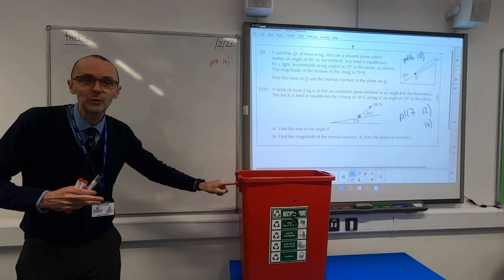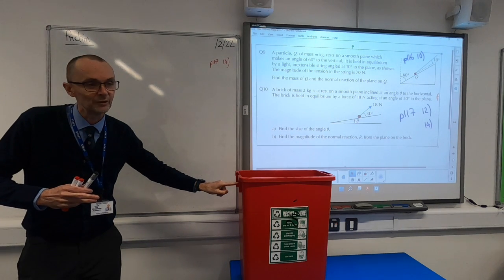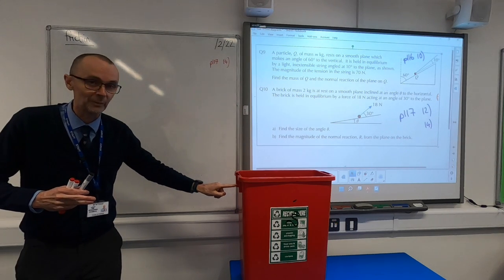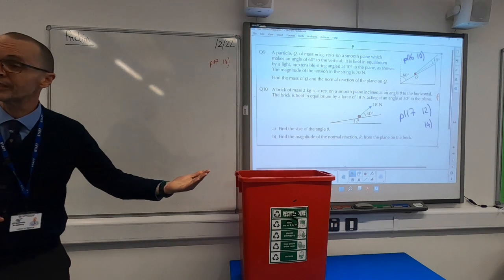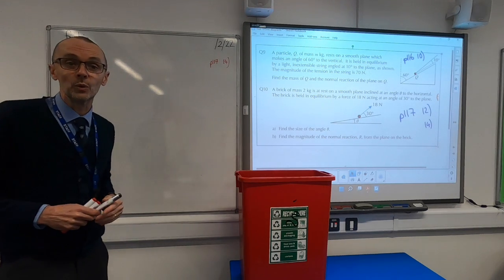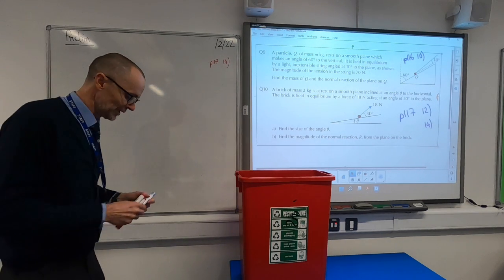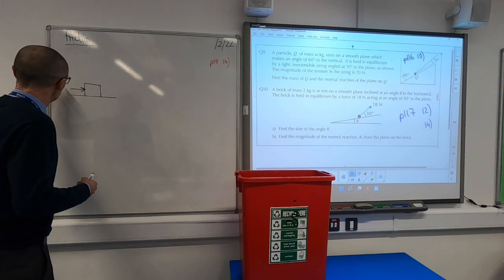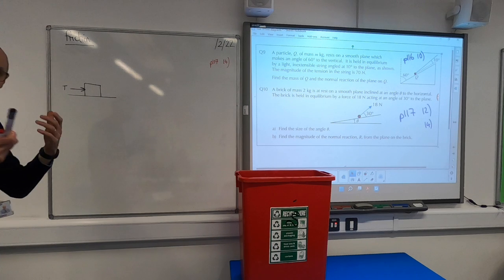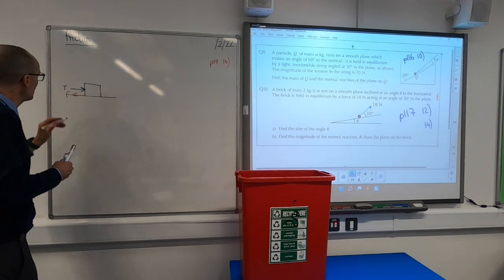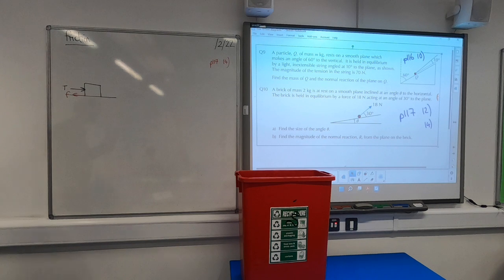I'm applying a force to this box. Is the box moving? It is still in equilibrium. So the fact I'm applying a force to the box means that there must be a force balancing that to maintain that equilibrium. And that force is called friction. So at that point, I'm applying a force, I'll call that T, and friction is resisting that force, so we'll call that F, and hence it remains in equilibrium.